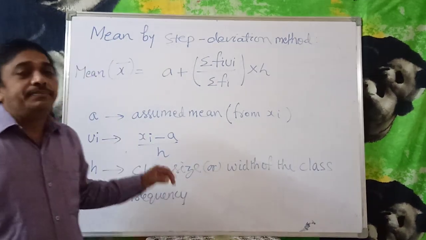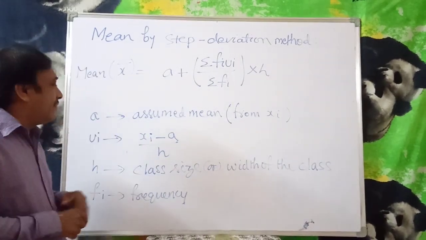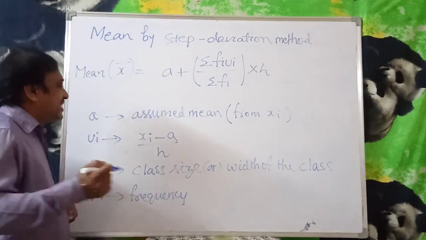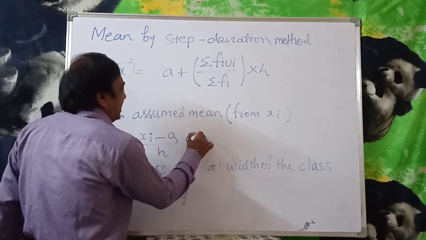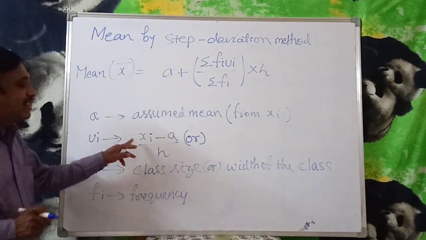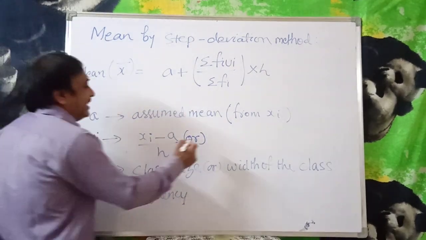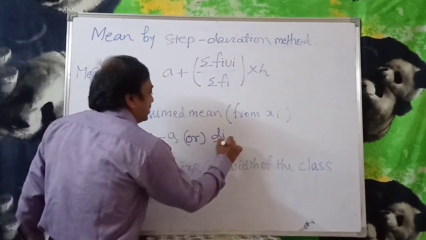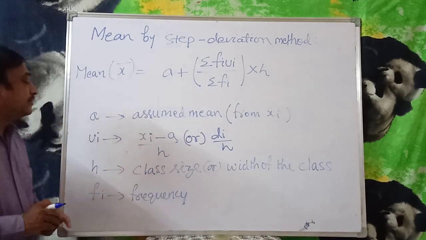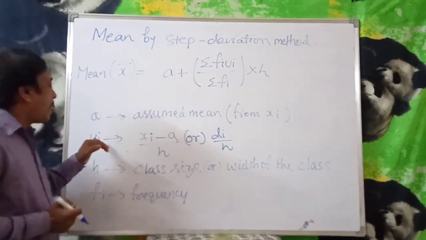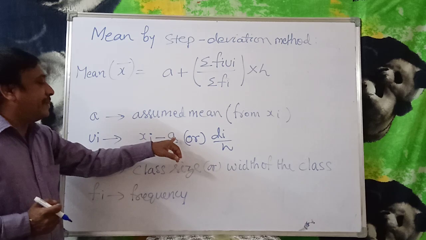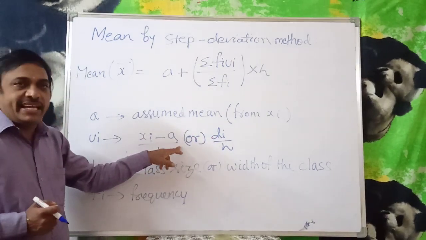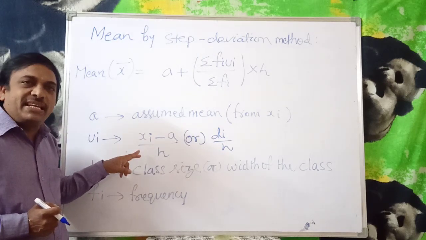Next, ui. We get ui from xi minus a by h. What is xi minus a? It is di, so di by h. Like this also you can write. But for our convenience, ui is equal to xi minus a by h, or you can write di is nothing but xi minus a.